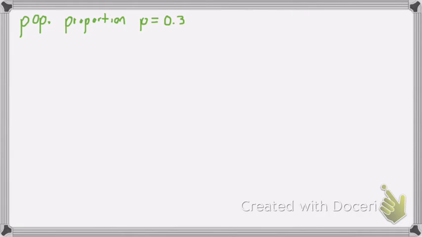We're going to be looking at problem number 28 on page 466. This is a good application problem on the sampling distribution of a sample proportion. What we have here is a population proportion of 0.3, and I think in context of the problem that means 30% of these pregnant women are living within 1 mile of a hazardous waste site.